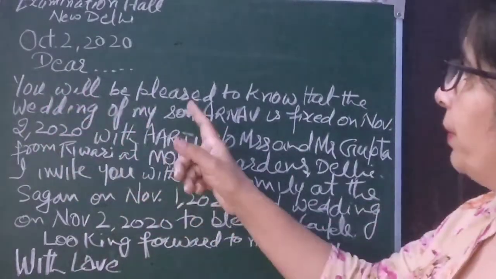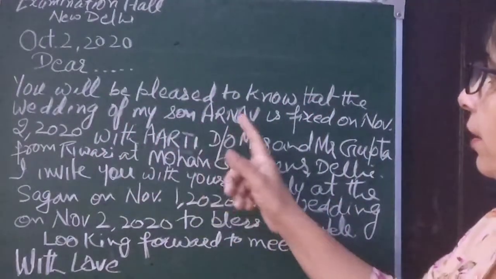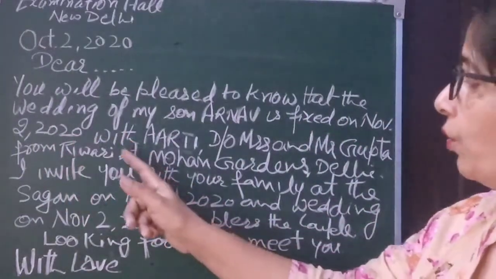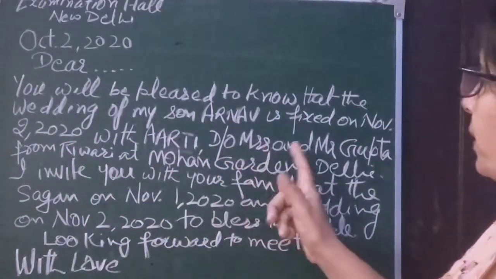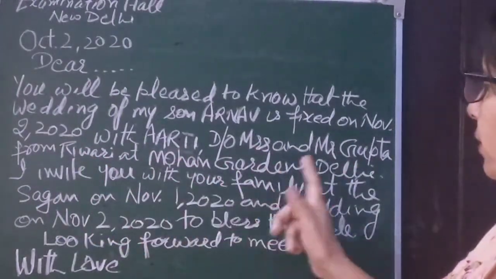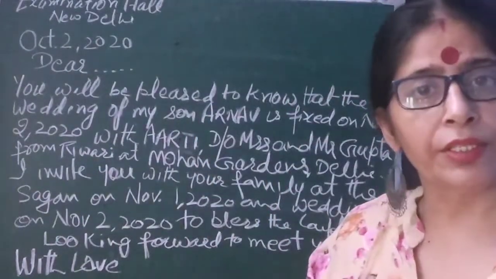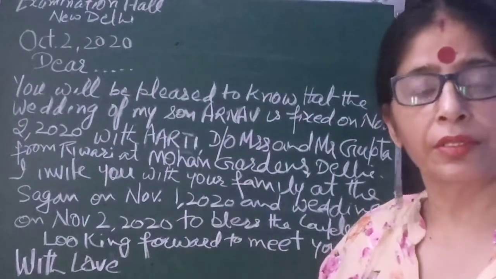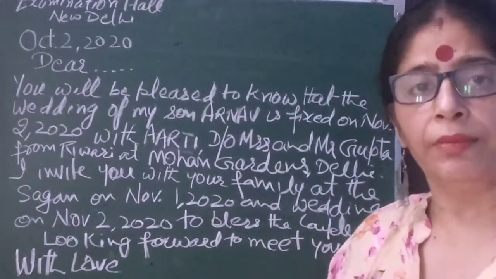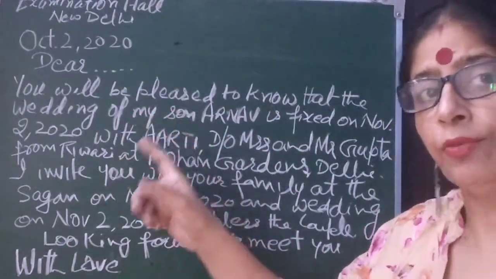You will be pleased to know that the wedding of my son Arnav is fixed on November 2, 2020 with Aarti, daughter of Mrs. and Mr. Gupta from Rewari at Mohan Gardens, Delhi. Okay, the same thing we had written in formal invitation also. Boy's name, girl's name, girl's parents' name. Place, venue, date, time, everything we are writing here also. But it is written in an informal way.